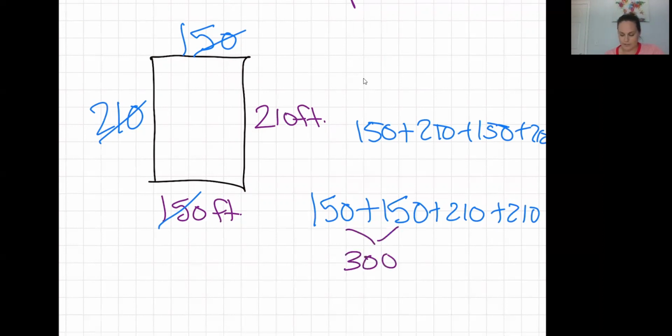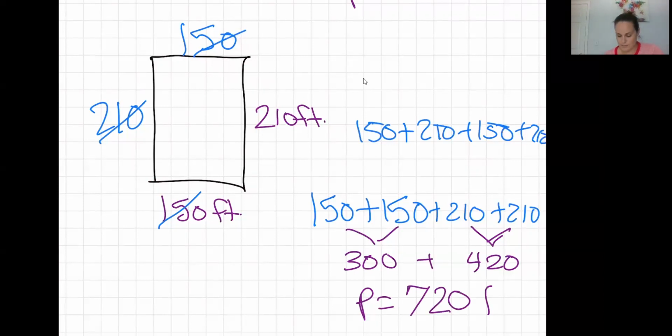This gives me 300. This gives me 420. And I want to add those together to get my final answer. Perimeter equals 720. And in this case, it was feet. So I put my feet measurement there on the end, okay? So when you're solving perimeter, don't forget that you're adding all of your sides together.